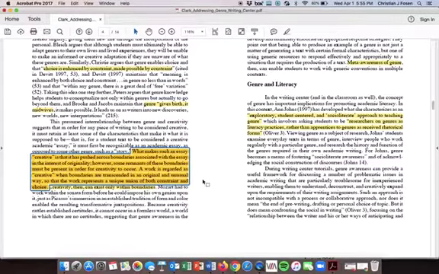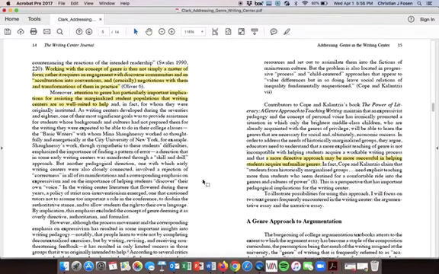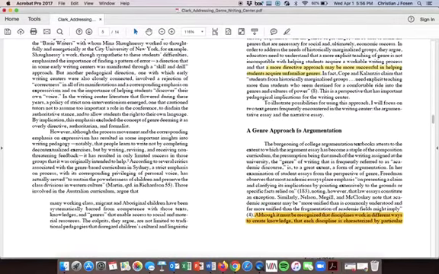Okay, so then what we get with the rest of the piece, as she moves through a genre approach to argumentation and then later a genre approach to narrative, is that she's doing the work that we will do. She is saying, here is how one would understand the genre of the academic argument in its broadest sense.